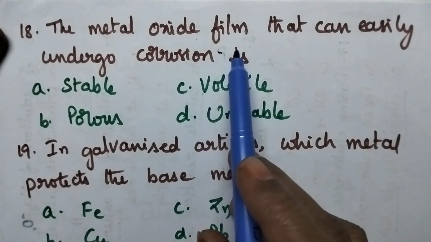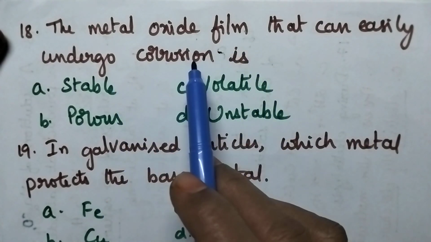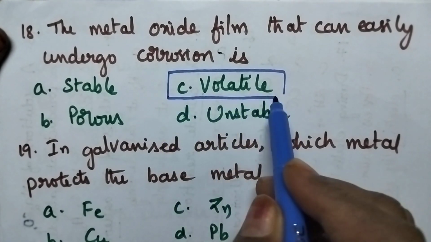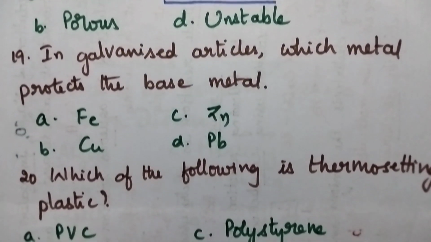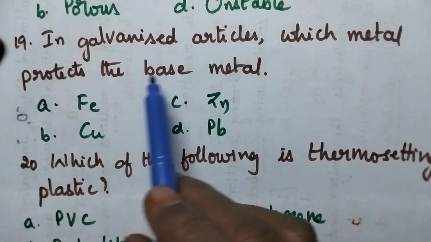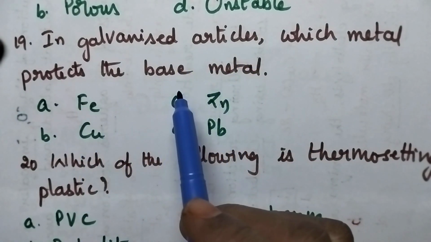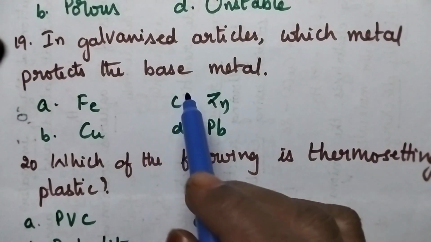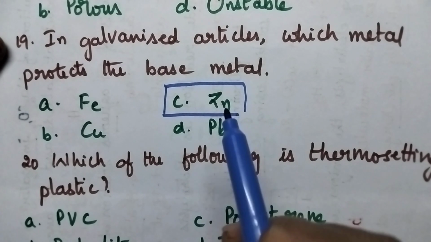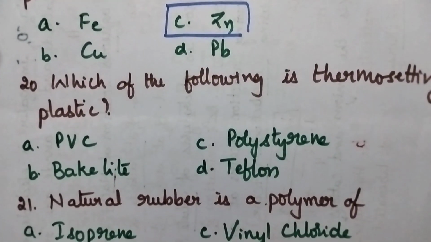The metal oxide film that can easily undergo corrosion is the volatile metal oxide film. So option C is the right answer. In galvanized articles, which metal protects the base metal? Galvanization is the process in which iron or steel is protected by coating with zinc. So option C is the right answer.